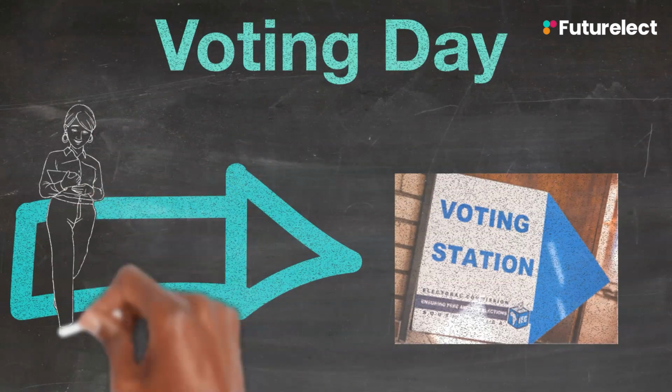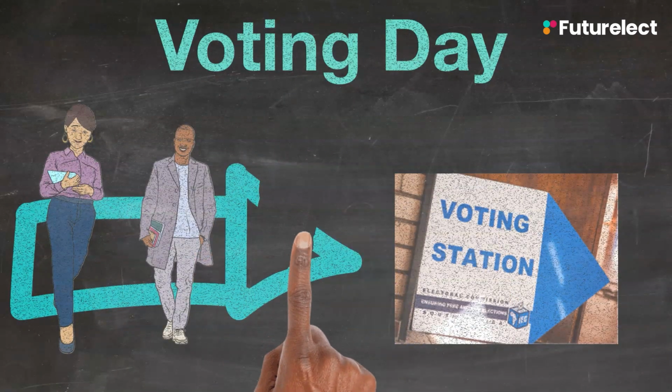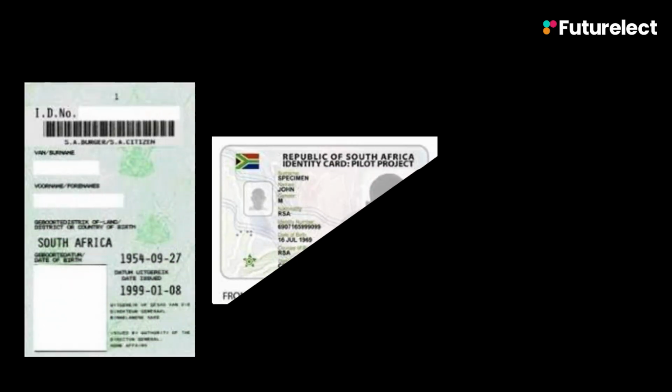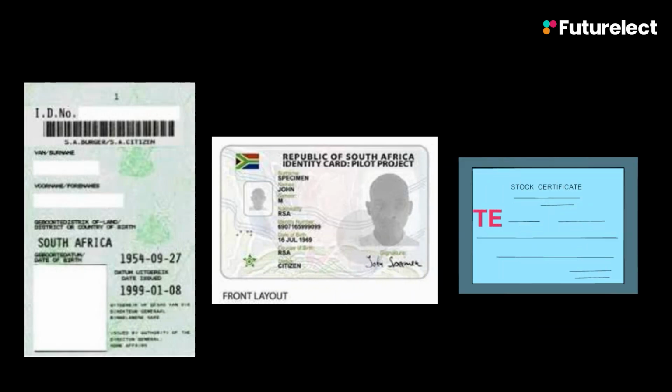If you're unsure where that is, you can check your voter registration status online at any time. On arrival at the voting station, simply present your green barcoded South African ID book, your smart ID card, or your temporary identification certificate to the voting officer. The officer will check that your name appears on the voter's roll.